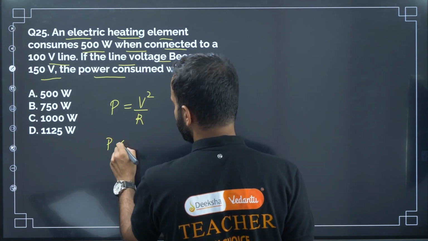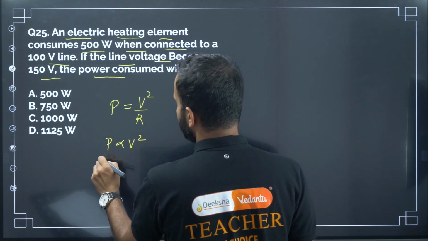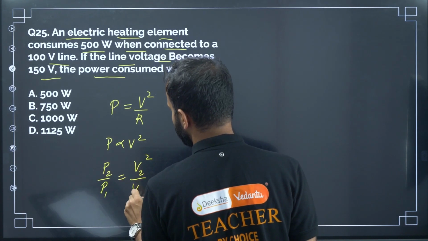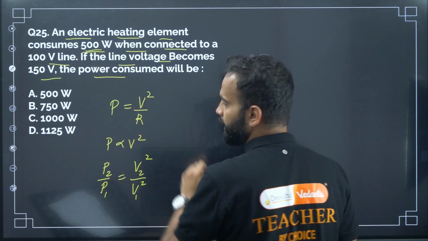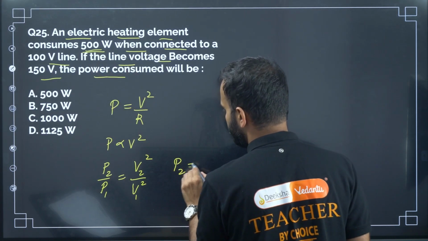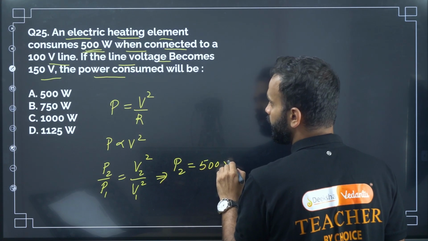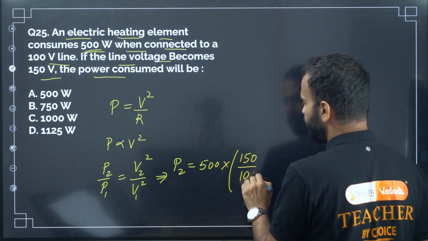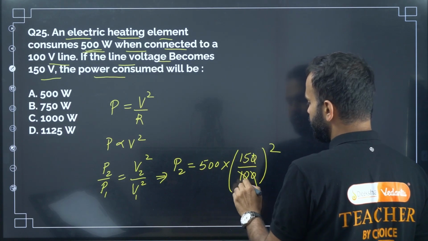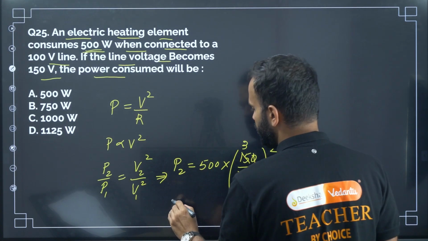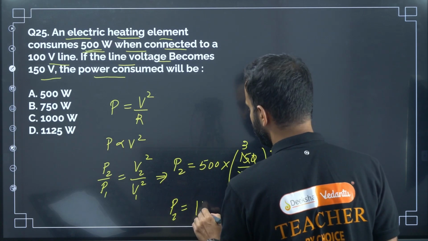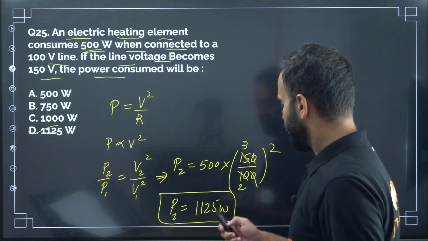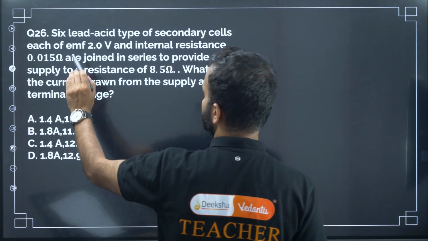So P is directly proportional to V square. Now P2 divided by P1 is equal to V2 squared divided by V1 squared. P1 is 500 watt. So P2 is equal to 500 into V2 is 150, V1 is 100, whole square. So 10 will get cancelled, here 2 and 3. So P2 is equal to, solve this, you will get 1125 watt. So the correct option is D. Next question, question number 26.